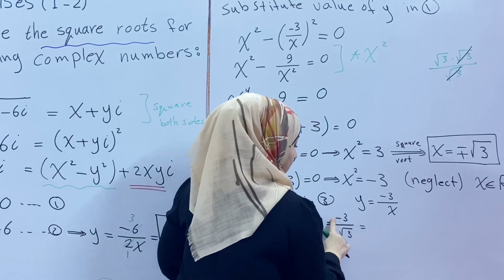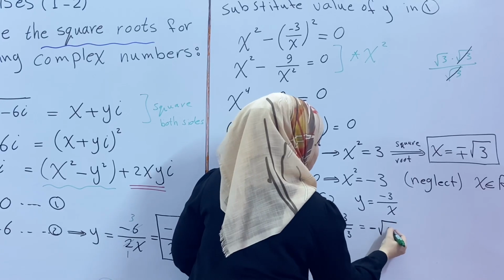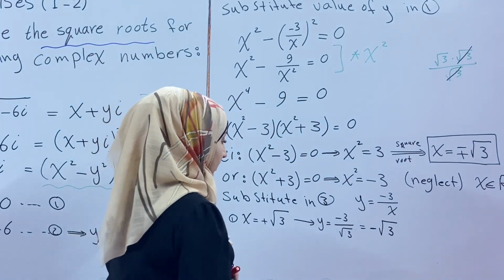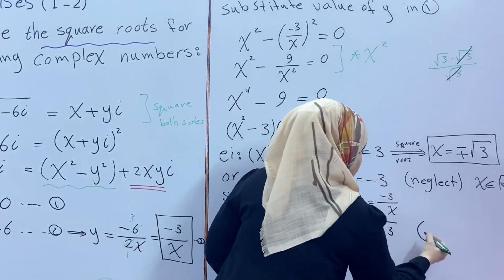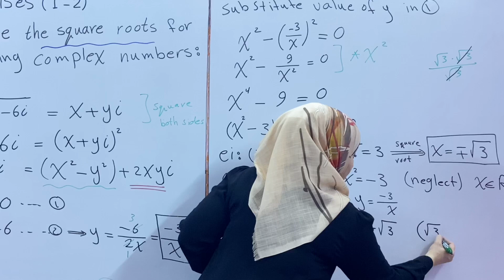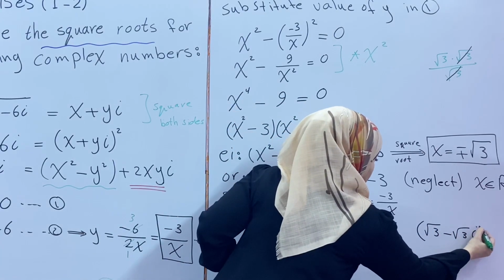But the sign here is negative. So that means it will be equal negative square root of 3. Okay? That means the first root is when x equals positive square root of 3, y will be negative square root of 3.